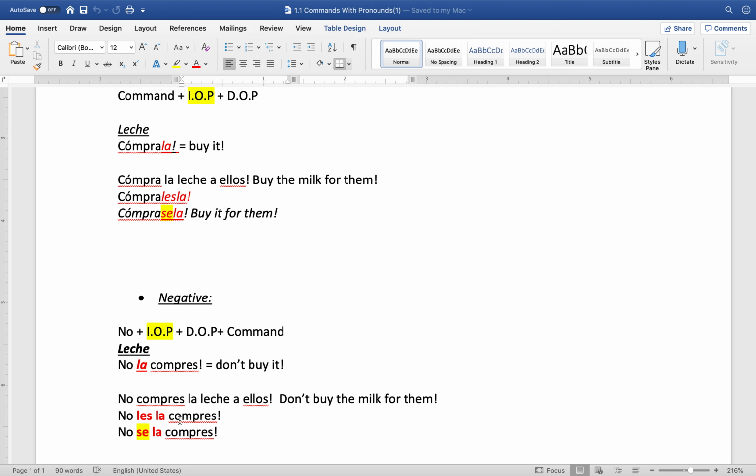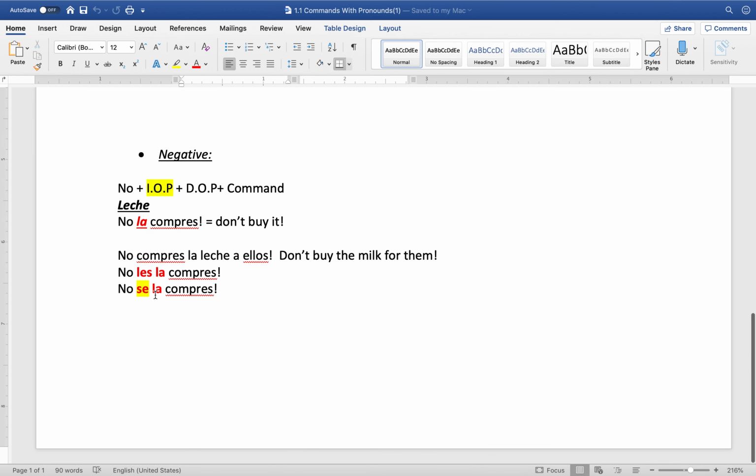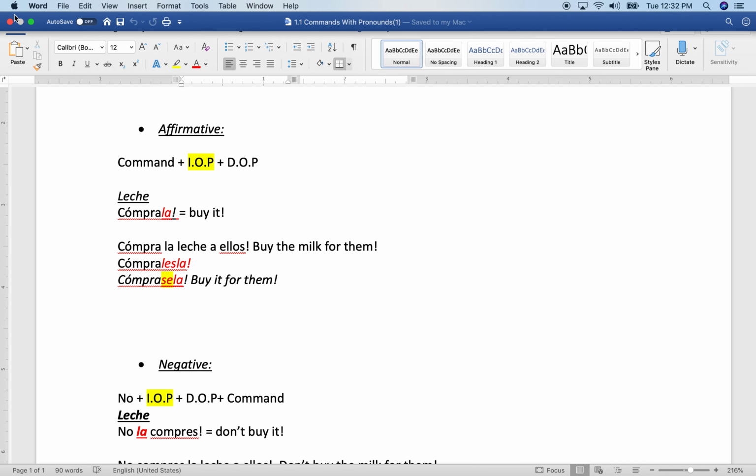And then comprar, compres, because it's negative again, and then you've got to drop and add ES because it's the tú command. But again, you cannot have the two L's just like here. You cannot have those two L's. So the indirect becomes se, no se la compres, okay? And you cannot attach it when it's negative. You only attach it when it's affirmative.